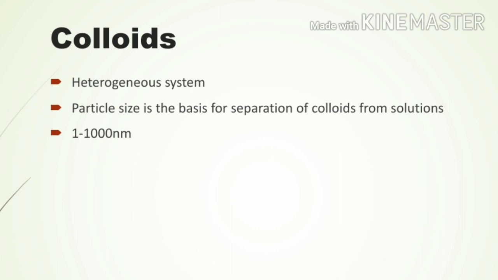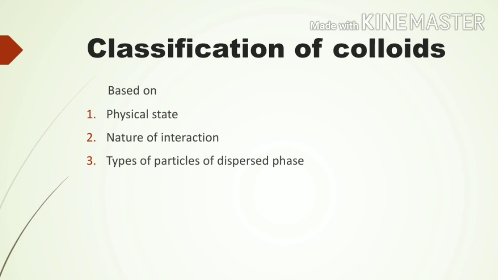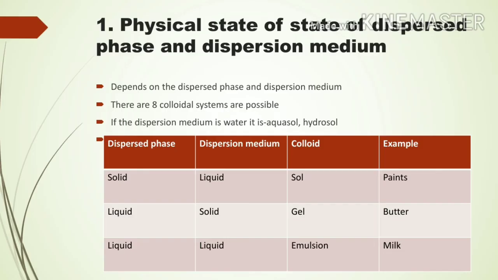Next we can move to the classification of colloids. There are mainly three types of classification. The first one is based on the physical state of the dispersed phase and dispersion medium. Depending on whether each is solid, liquid or gas, there are 8 possible colloidal systems. We will take just 2-3 examples.